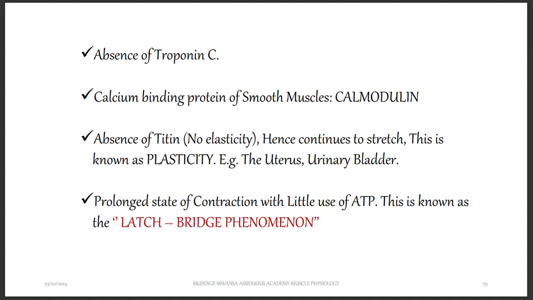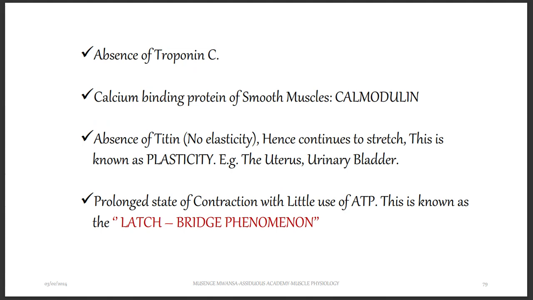Because they do not have titin, they can continue to stretch, and that is known as plasticity. They can go on stretching and stretching and stretching. They will not go back to the original shape. For example, the uterus can stretch and stay like that for a long period of time. That is why for 9 months your uterus is still stretched. If it had the property of elasticity, it would go back to its original position when stretched, and if you are pregnant, that would exert a greater pressure on the child. Okay, also the blood.